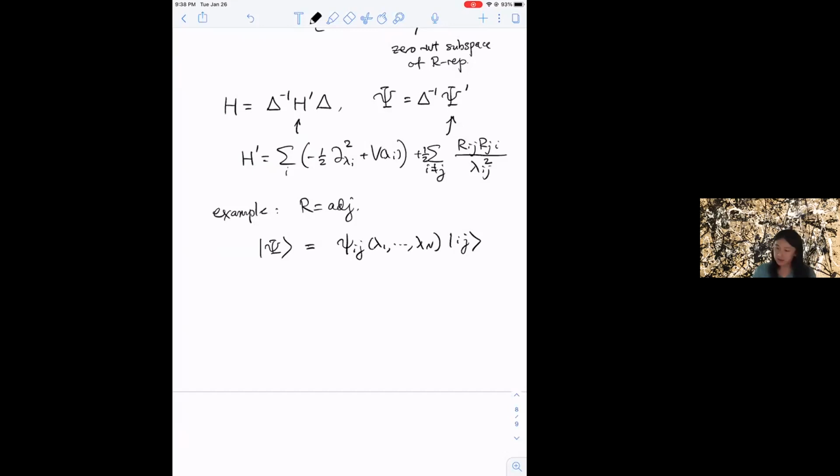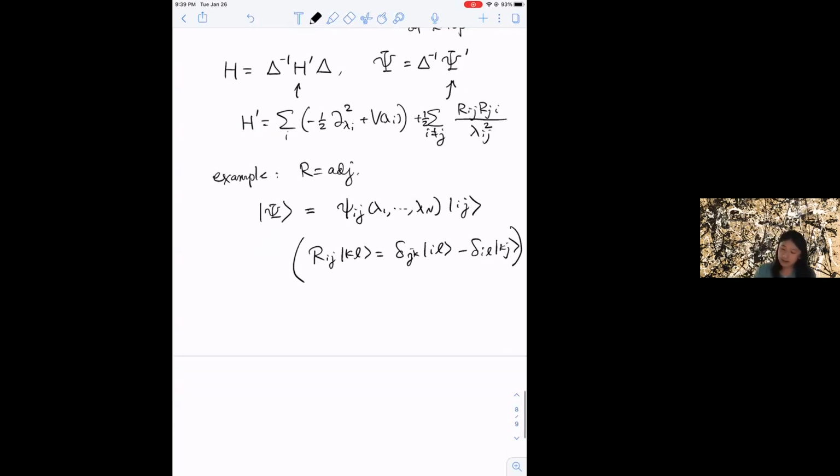By the way, maybe I should be a bit explicit. So R_ij acting on the state |kl> would just be equal to δ_jk |il> minus δ_il |kj>. That's how R_ij acts on these spaces.